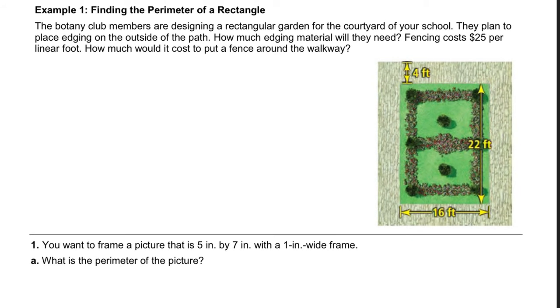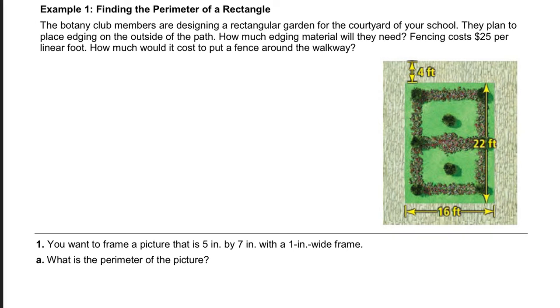It says the Botany Club members are designing a rectangular garden for the courtyard of your school. They plan to place edging along the outside of the path. How much edging material will they need? Fencing costs $25 per linear foot. How much would it cost to put a fence around the whole entire walkway? So in this example, it's important to understand that this is the walkway, the outer edge.